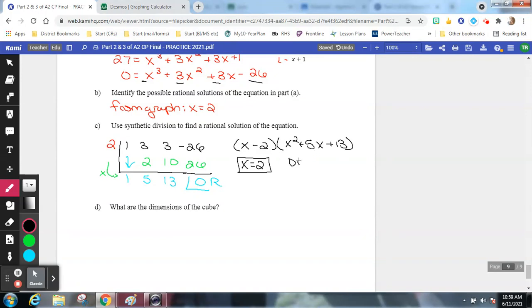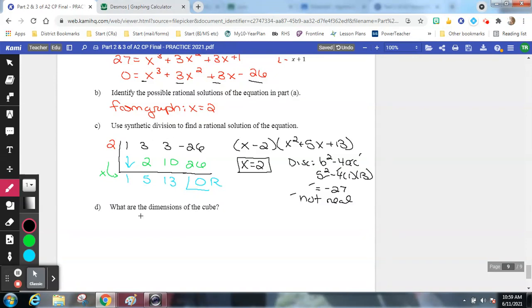You can find your discriminant if you want to. That's when you take b squared minus 4ac, and you would find that 5 squared minus 4 times 1 times 13 gets you a negative 27. And because the discriminant is negative, this is not real, it's imaginary. So that's not a solution. Your only solution is x equals 2, which we saw from the graph. But I had to prove it because Part C asked for us to use synthetic division.